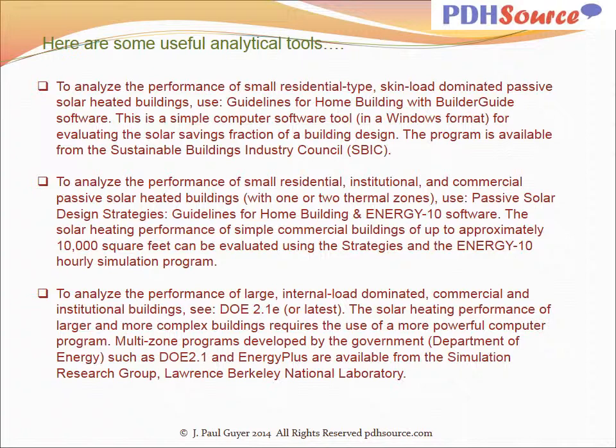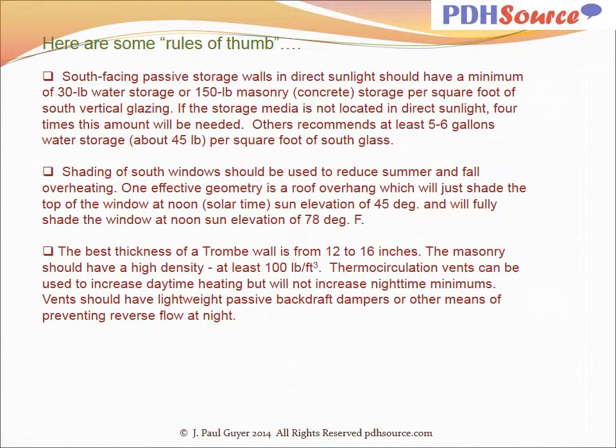Now, a few brief rules of thumb for concept design phase use. South-facing passive storage walls in direct sunlight should have a minimum of 30 pounds water storage or 150-pound masonry concrete storage per square foot of south vertical glazing. If the storage media is not located in direct sunlight, 4 times this amount will be needed.